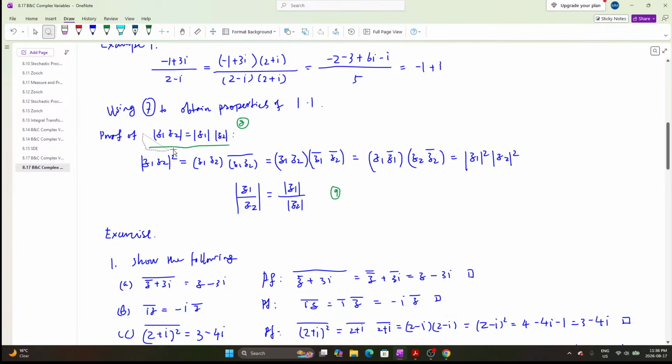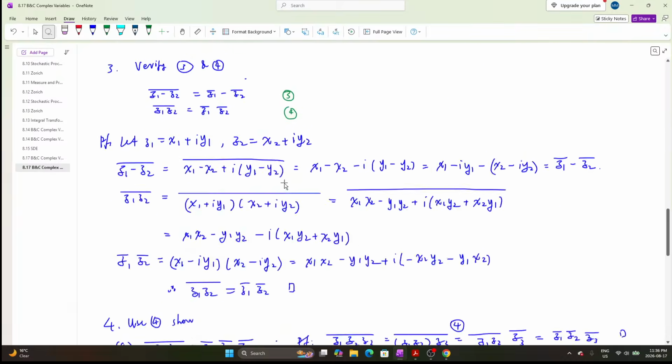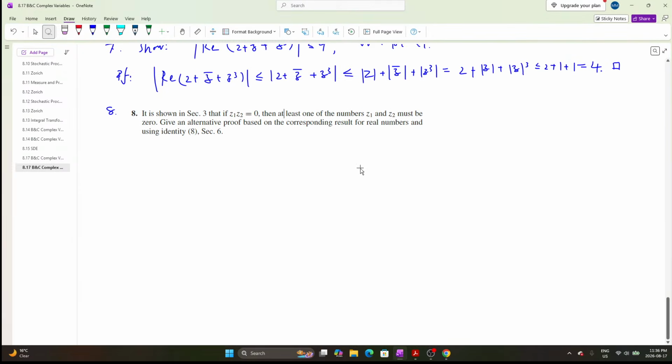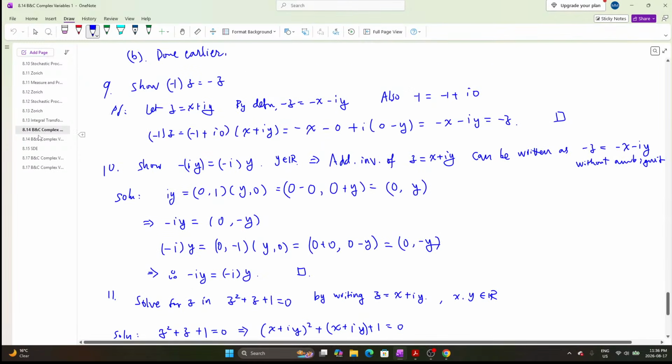So I think we want to do something about the modulus. We want to use the modulus to prove the same fact. At least one of the numbers z1 and z2 must be 0. This is an OR statement, that is, z1 equals 0 or z2 equals 0. For an OR statement, we can negate one of the statements and prove the other. We mentioned that in one of our earlier live streams, also on complex variables.